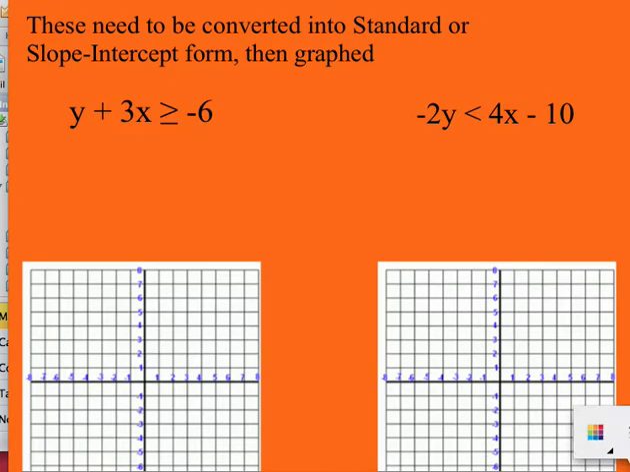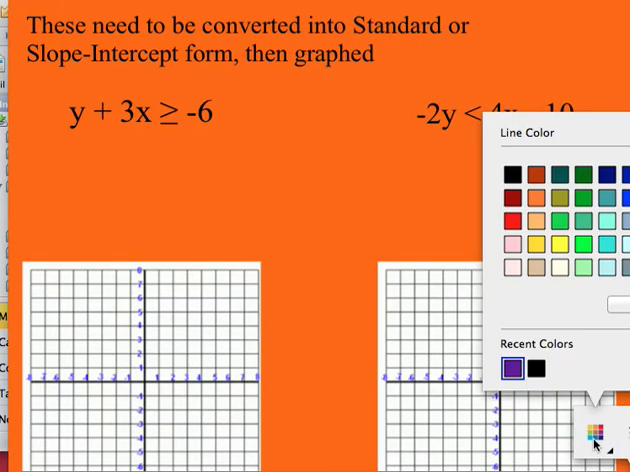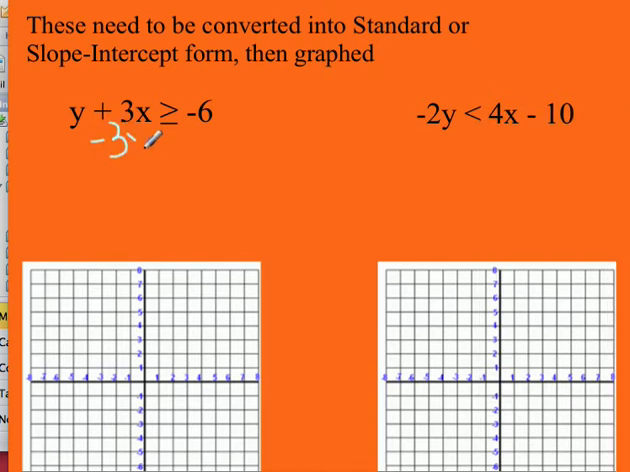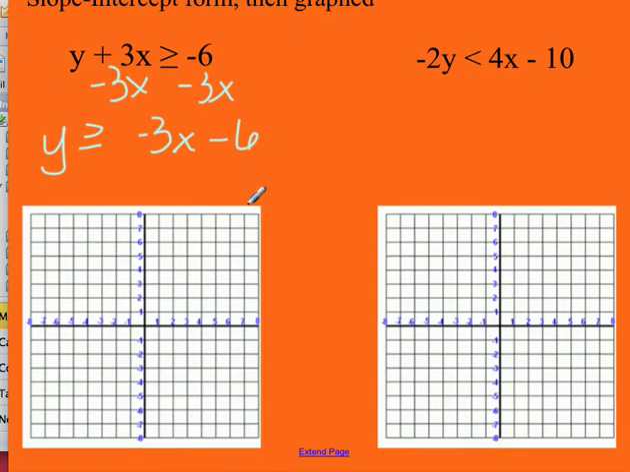All right, let's take a look at the last two here. So again, we need to solve these for y. What I'm going to do here is get that 3x over to the other side. So I'm going to go ahead and subtract 3x from both sides. Then I get that y is greater than or equal to 3x minus 6. So that's already completely solved for y. So I'm ready to make some decisions, okay?